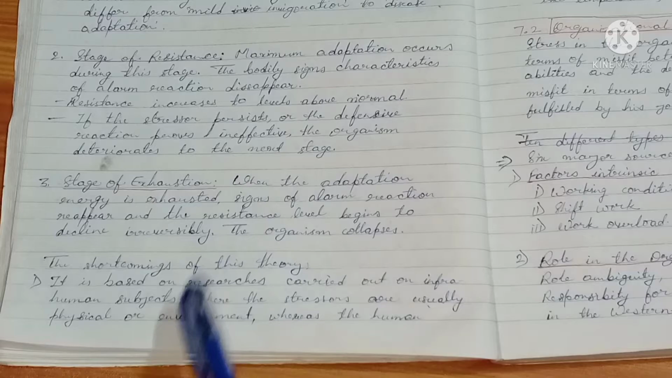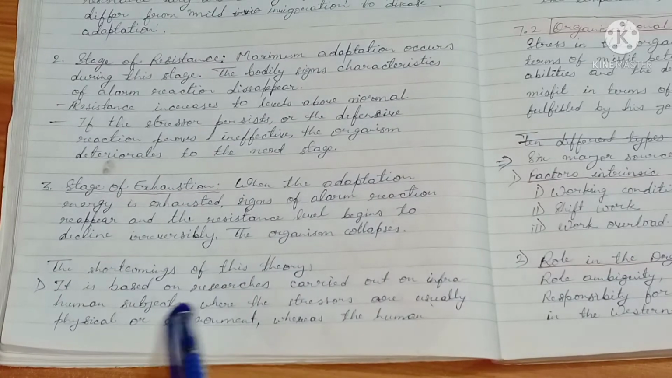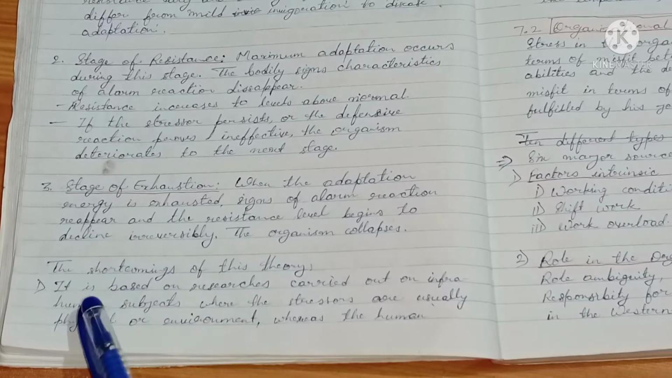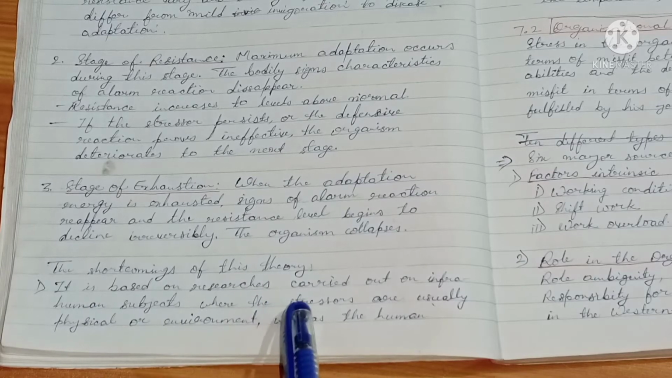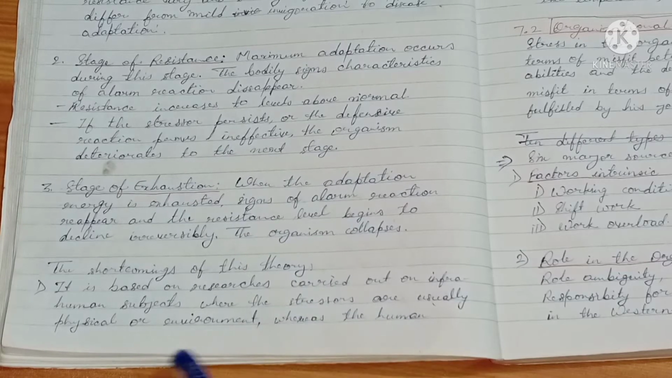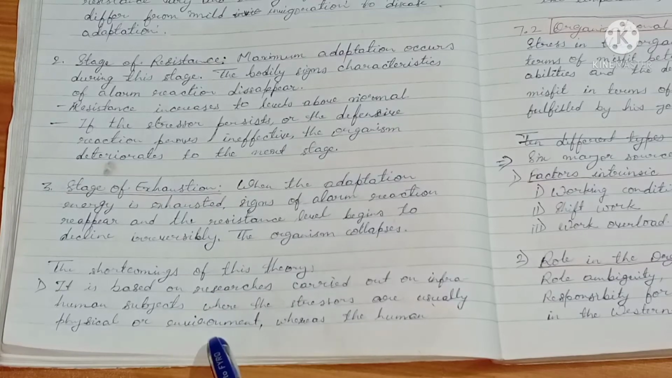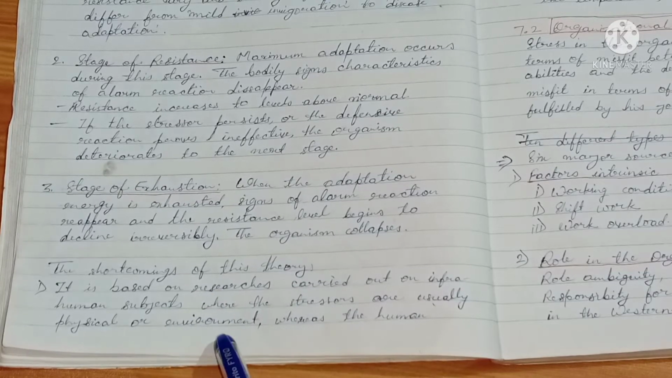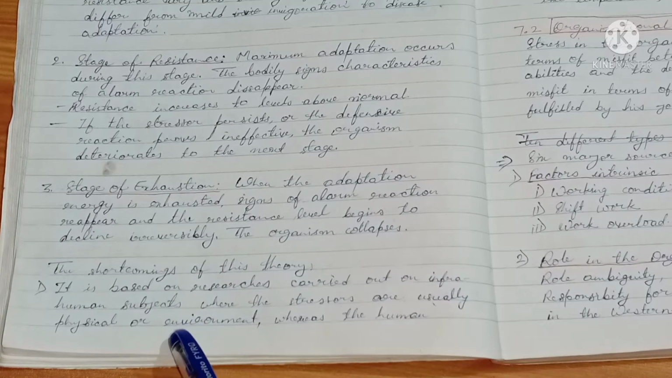Now this theory has some shortcomings. The first shortcoming given is that it is based on research carried out on infrahuman subjects, where the stresses are usually physical or environmental. Here this experiment or research was done on infrahuman subjects, where the stressors are not human. The stressors were physical or environmental.